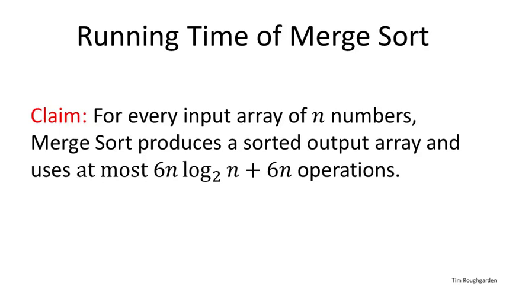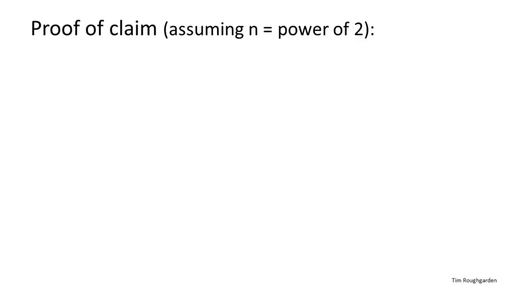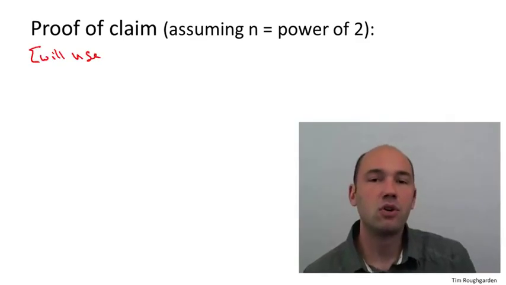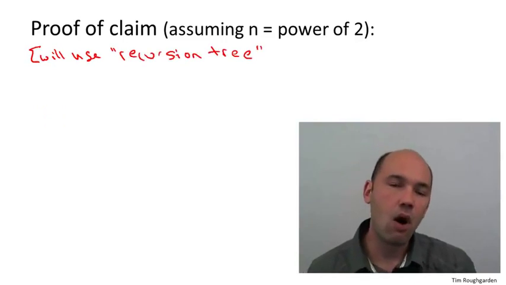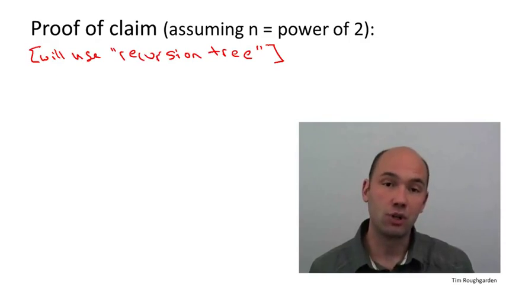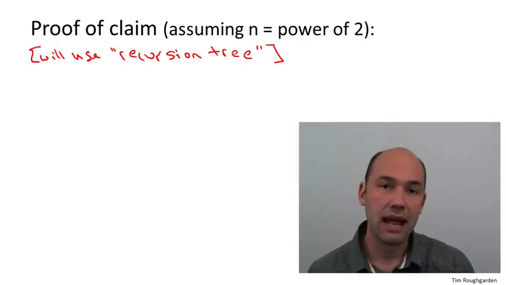So how are we going to prove this claim? We're going to use what is called a recursion tree method. The idea of the recursion tree method is to write out all of the work done by the recursive merge sort algorithm in a tree structure, with the children of a given node corresponding to the recursive calls made by that node. The point of this tree structure is it will facilitate an interesting way to count up the overall work done by the algorithm and will greatly facilitate the analysis.